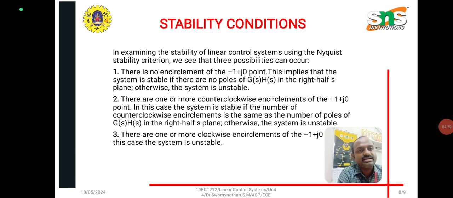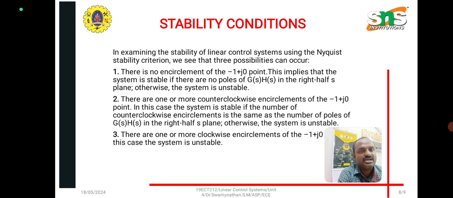And about the stability conditions, in examining the stability of a linear control system using the Nyquist stability criterion, three possibilities can occur. First one, there is no encirclement of the minus 1 plus j 0 point. It implies that the system is stable if there are no poles of G H of s in the right half of the s plane, otherwise the system is unstable. That is the first condition.